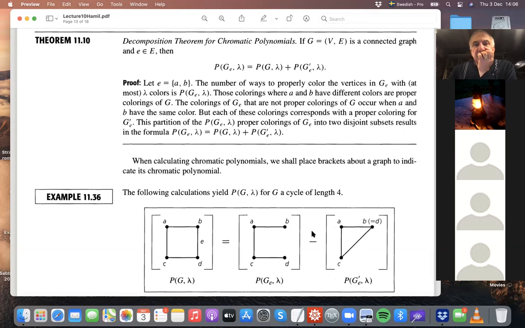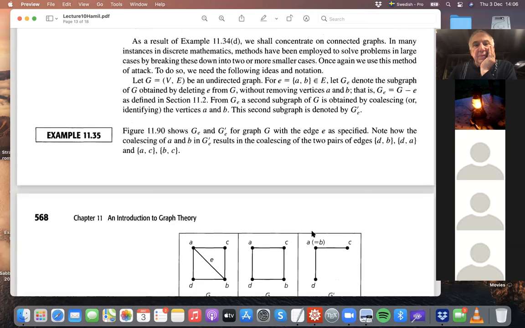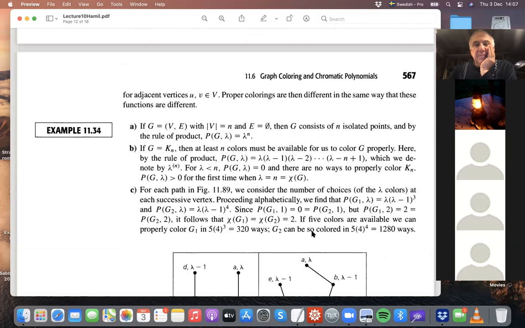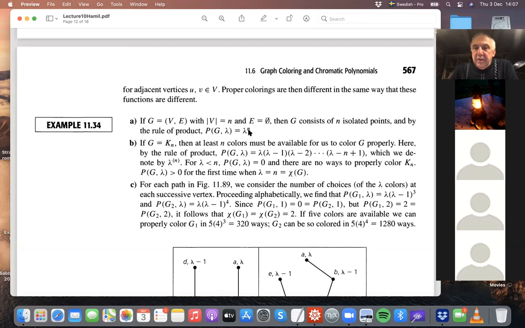So let me look at this example 1134C. What does it say? Okay, so there are some basic examples of chromatic polynomials. First of all, if G has only isolated vertices, no edges at all, then its chromatic polynomial is just lambda to the power n, yes?